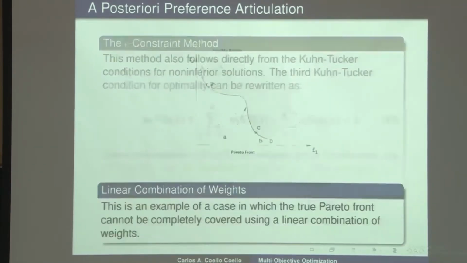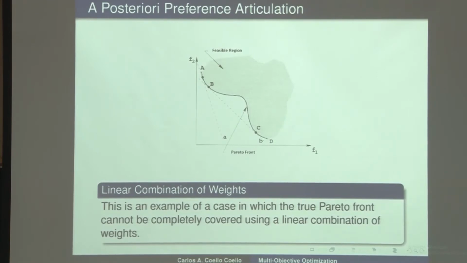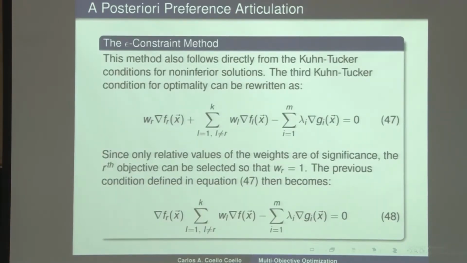So it's an old method. It has been used a lot. It has some advantages, and we will get to that later on. Not everything is bad about this method, but it has some serious limitations. The epsilon constraint method is more interesting. This method can also be derived from the Kuhn-Tucker conditions.